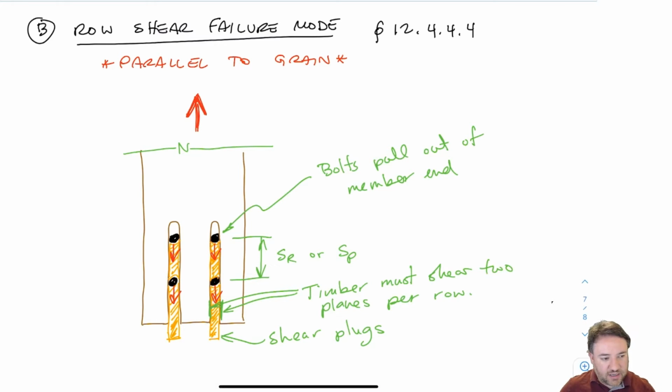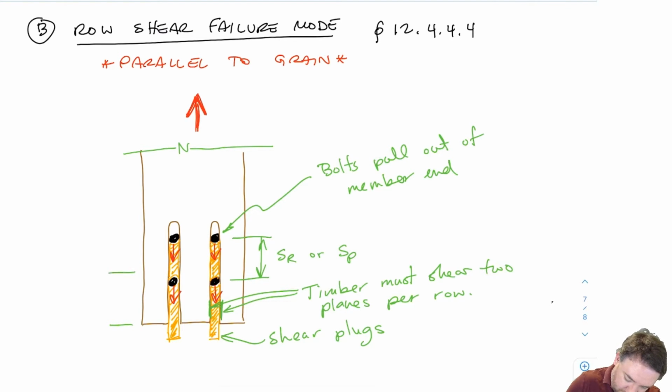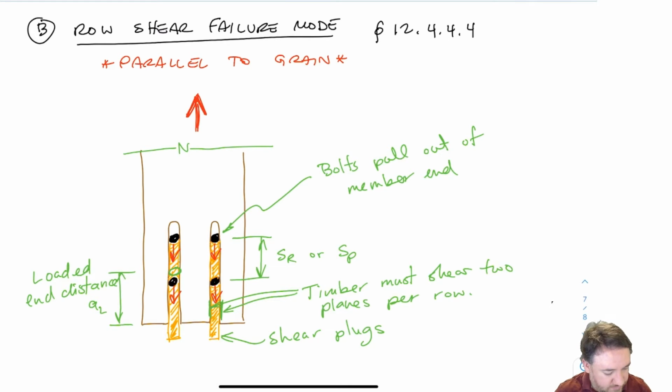So we're going to see that come into the equation. And then the distance here, my bolt used to be here before it moved. This is my loaded end distance in this case. We call that AL.